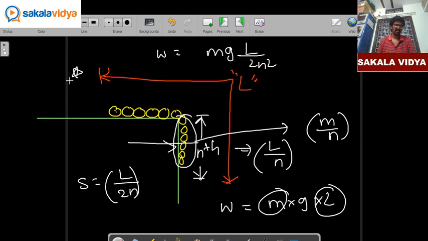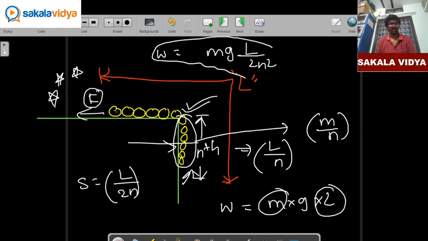So this case is very important. What is the work done in bringing this bottom hanging part of the chain to this horizontal top edge? What is the formula for that? W is equal to mgL by 2n square.